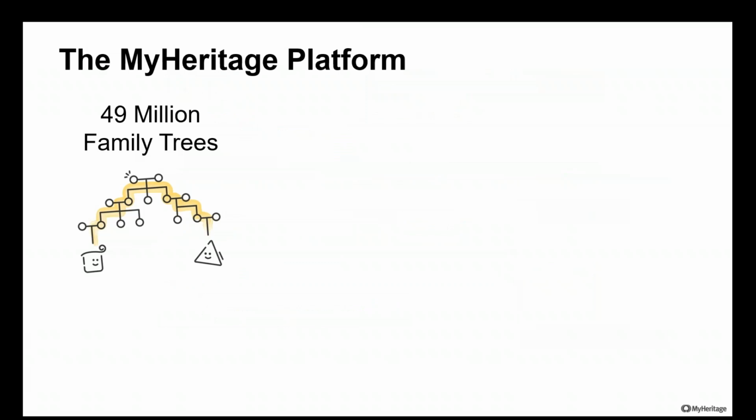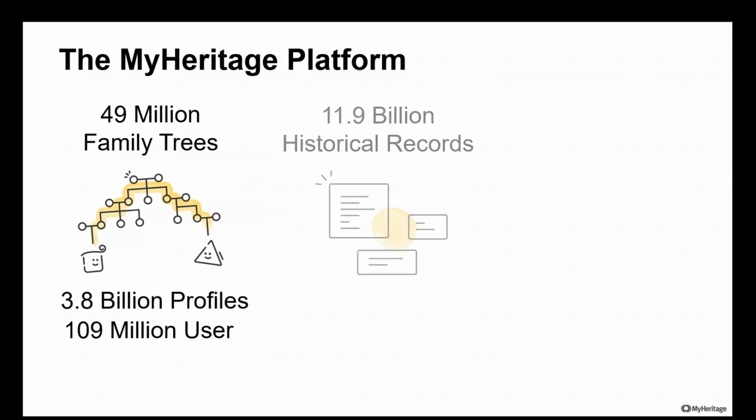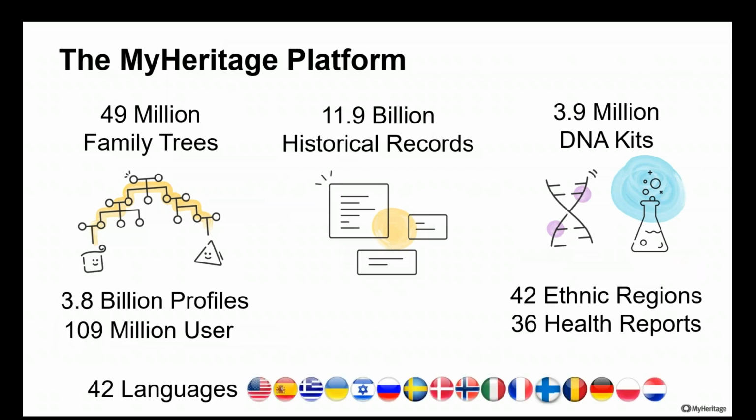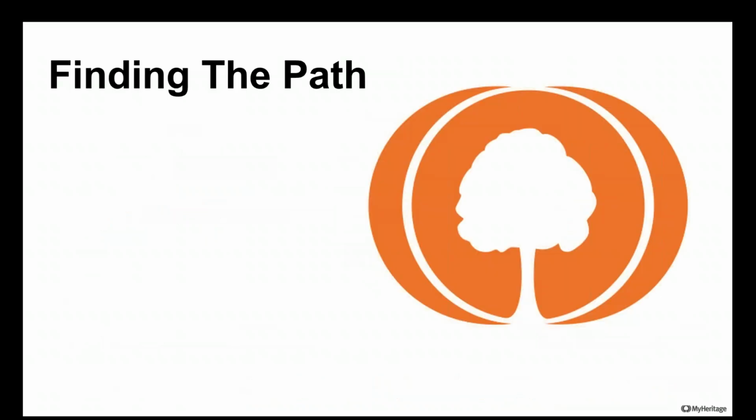Now, why are the theories so powerful? First of all, because they are based on the 49 million family trees that we have in MyHeritage and the almost 12 billion historical records. All that is put together with high technology and the 4 million DNA matches that we have in our database, in the 42 languages that MyHeritage supports, to bring you those theories for you to look at and approve.